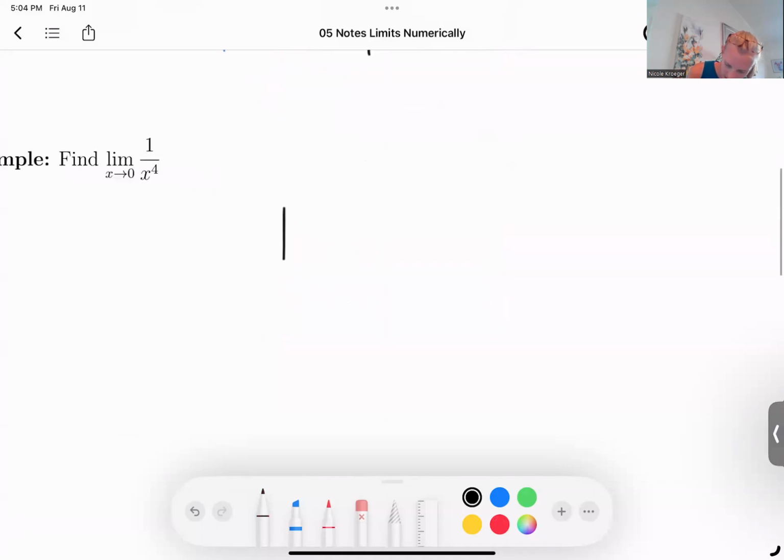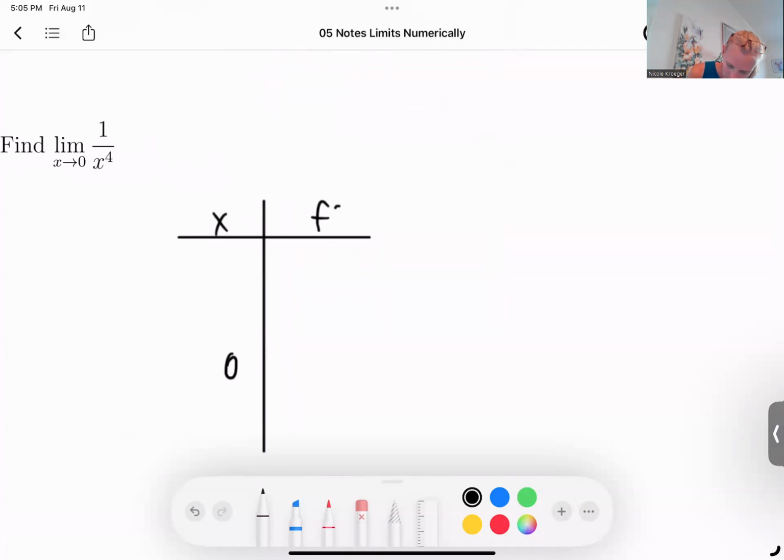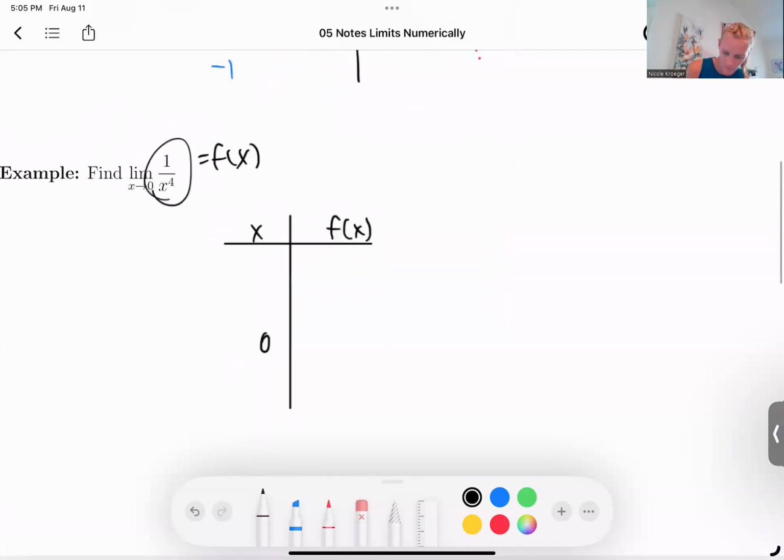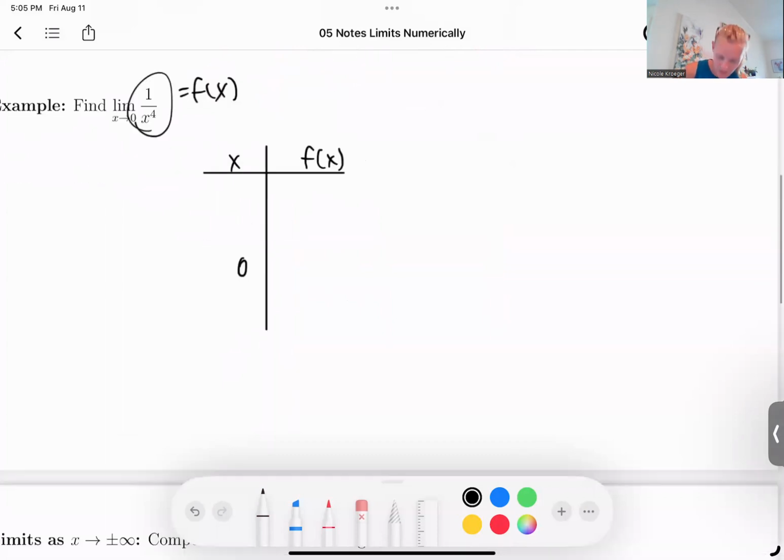Notice that this one is not a left or right hand limit, so I'm going to put 0 in the middle. My function is 1/x⁴, and I need numbers both bigger and smaller than 0. So numbers bigger than 0 are like 0.001, 0.01, 0.1. Notice as I move up, these numbers get closer to 0. And now as I move down, I want numbers that get closer to 0.